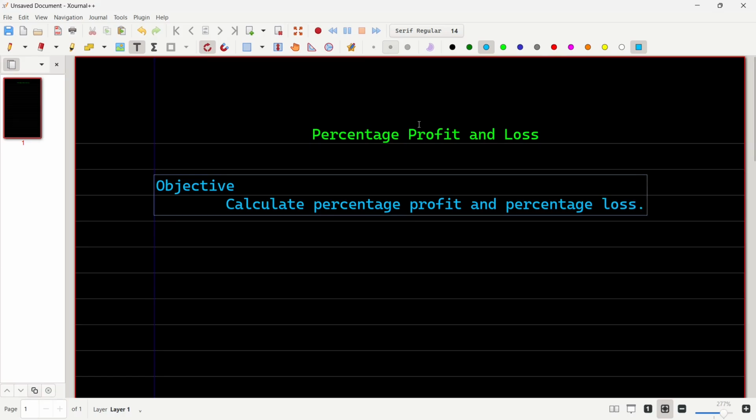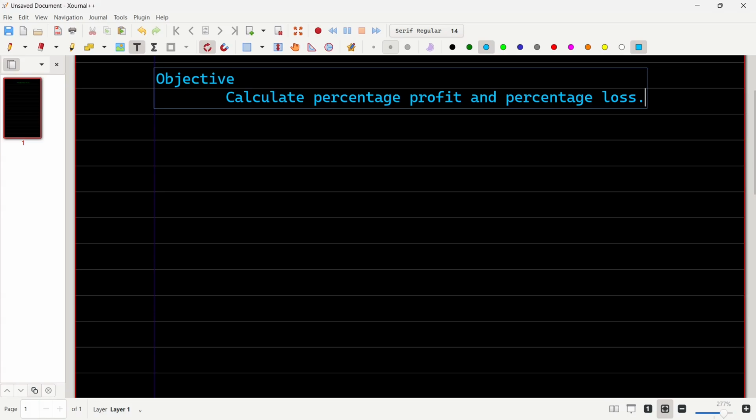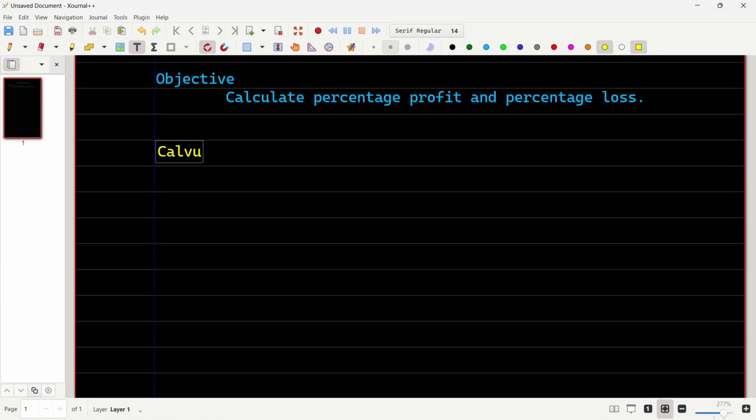Now, calculating percentage profit and percentage loss is a very simple thing. We're going to use the same formulas that we would use previously in the last section for percentages. It's just that we're going to give it some special names now. So I'm just going to write a note for calculating percentage profit.